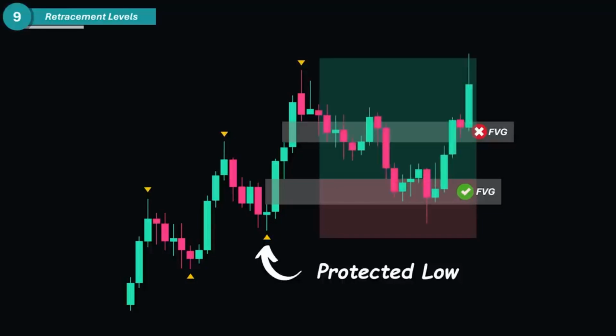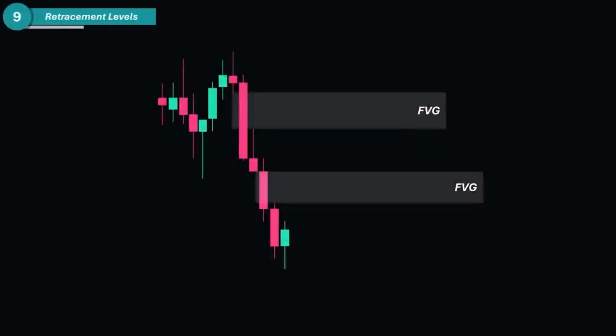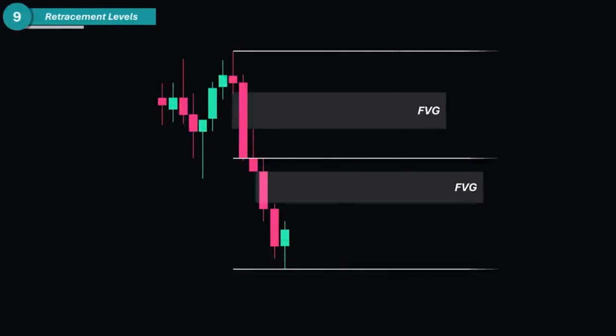A similar concept applies to a bearish scenario. In a bearish market, we always want to sell at the premium zone, which is above the 50% Fibonacci retracement level. Selling at a premium gives us a better risk-to-reward ratio, a safer stop-loss placement above the impulse high, and reduces the chances of getting caught in a liquidity grab.